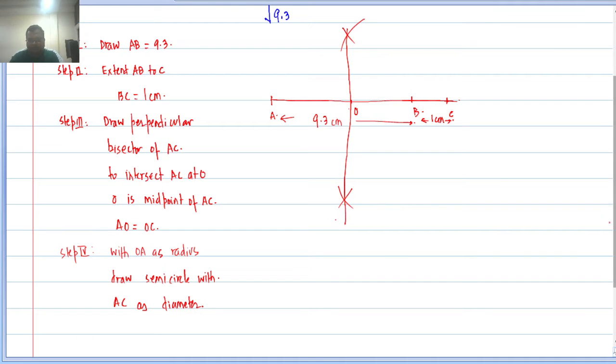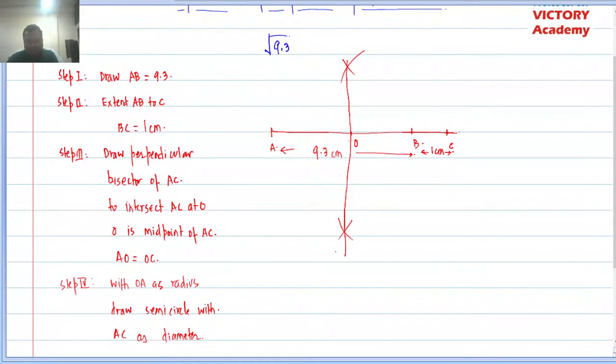Now this is interesting. So you will draw with O as the center, you will keep the compass at O and you will draw a semicircle and AC will be the diameter because this will be the radius of the semicircle. Again, this will be the radius of the semicircle. Okay, this is 90 degree. Fine. OA is equal to OC.